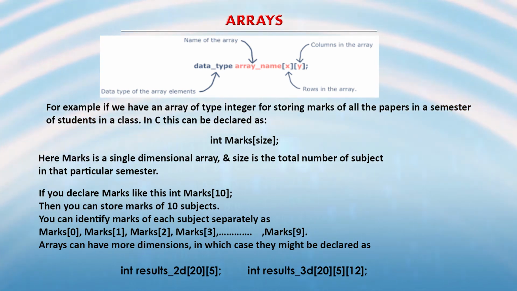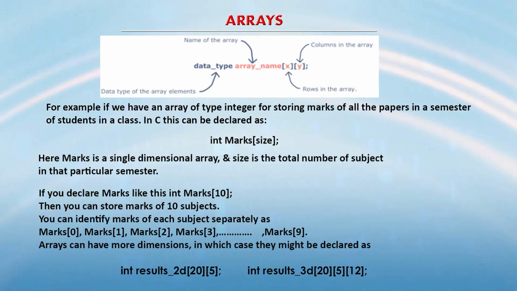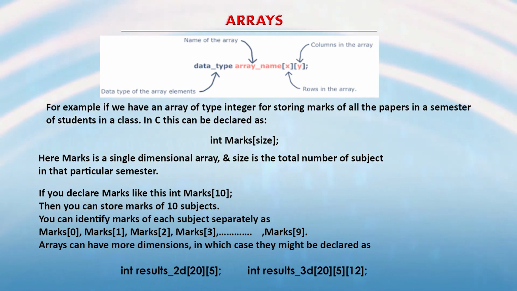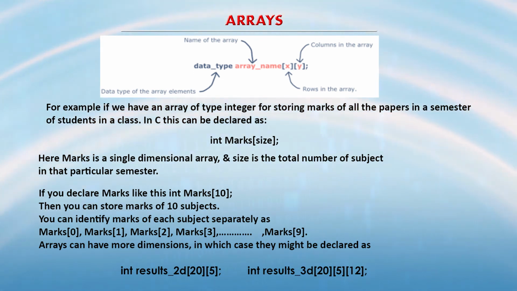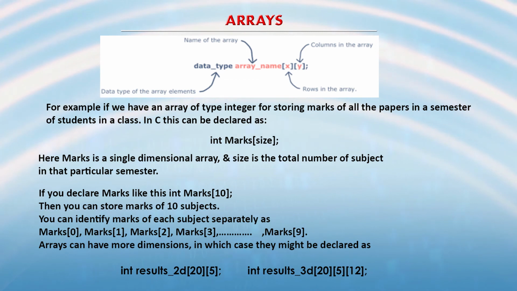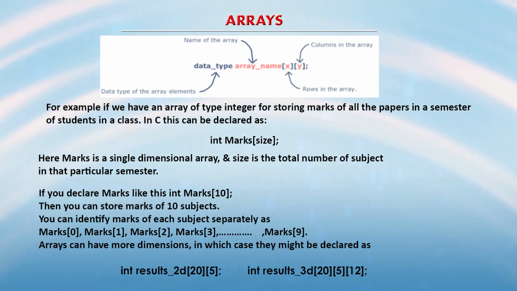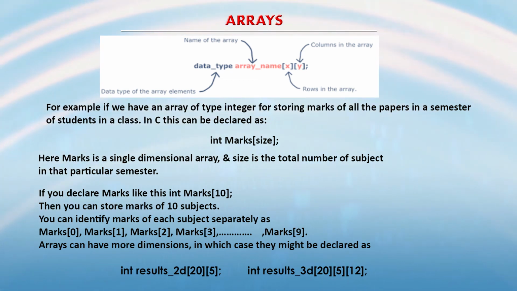To understand this, I give you an example: int result_2d, and within the square brackets we have 20 and 5. So int is the data type of the array, result_2d is the name of the array, which holds values of integer data type, and there are 20 rows and 5 columns.